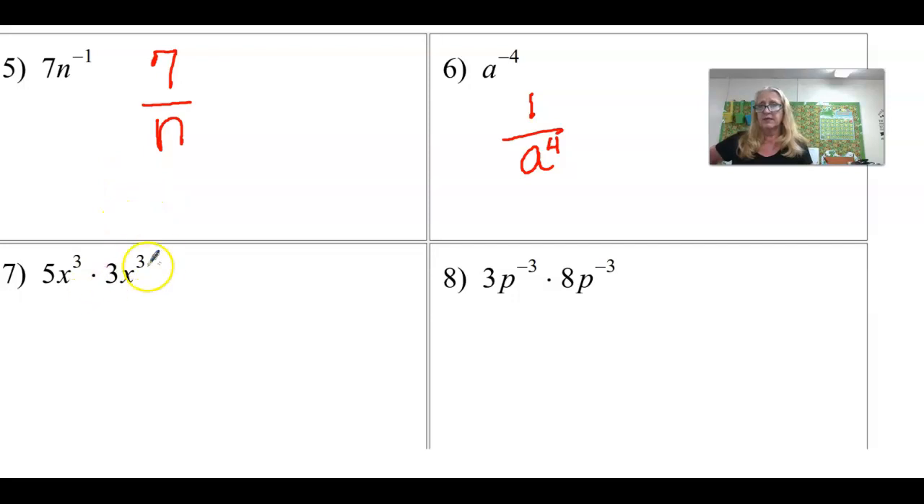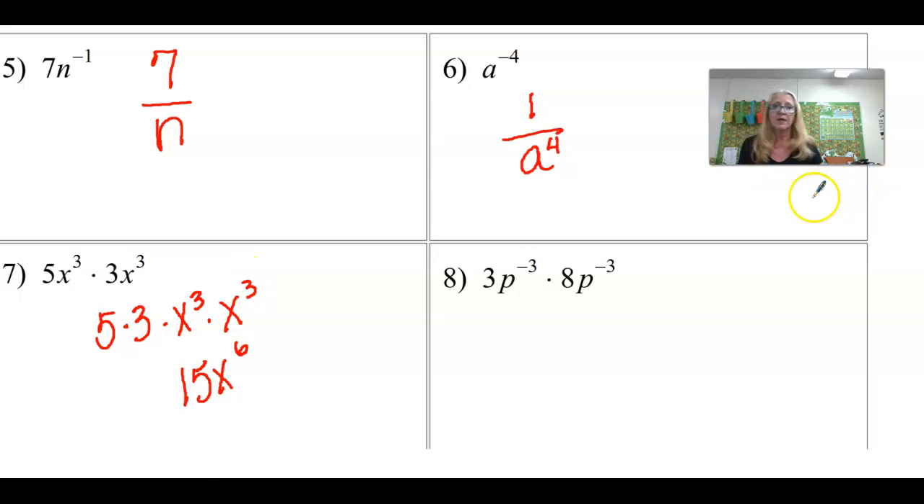This one, well, that's a lame example. It doesn't even have a negative exponent. We would go 5 times 3 times x to the 3rd times x to the 3rd. That gives us 15 x to the 6th. We add the exponents.